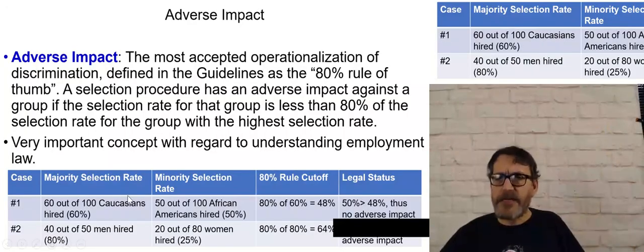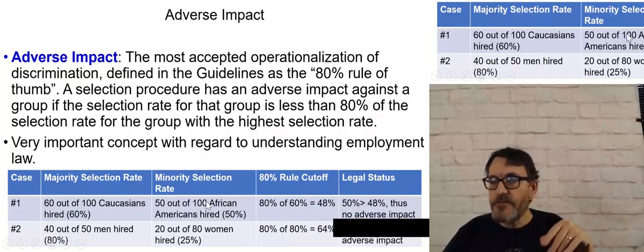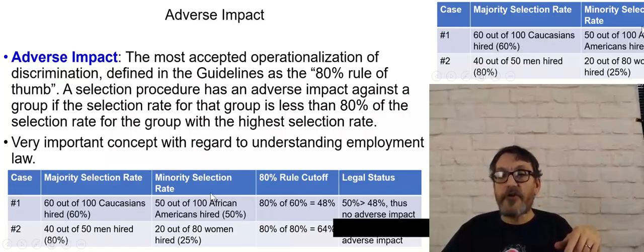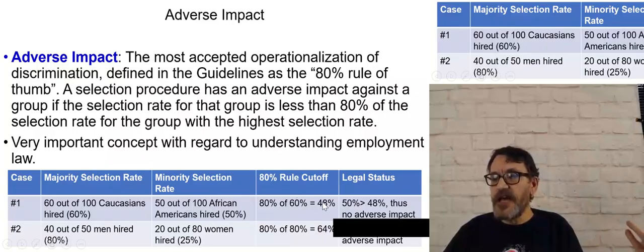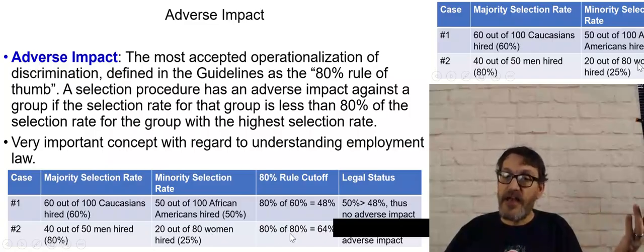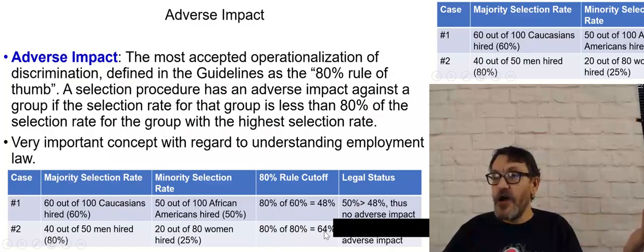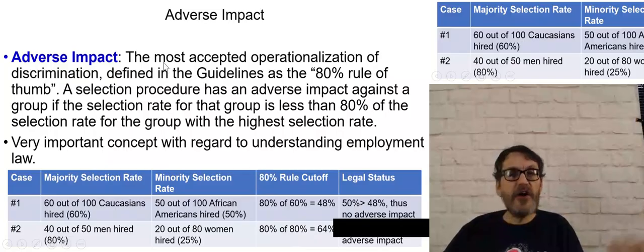So you take a look at, like, case 1. 60 out of 100 Caucasians are hired, so a 60% selection. 50 out of 100 African Americans are hired, it's a 50%. So if you use 80% of 60%, then 48% is the cutoff. The true rate was 50%, therefore no adverse impact. Second one, 40 out of 50 men are hired, 80%. 20 out of 80 women are hired, 25%. So the 80% rule says you must hire 64% female or you have shown adverse impact. Okay?